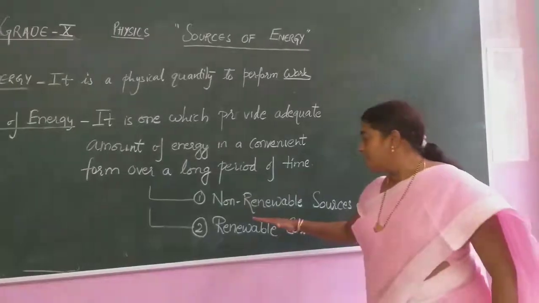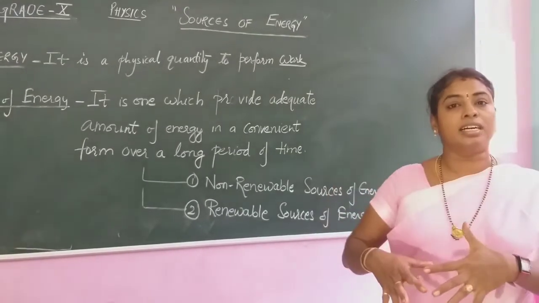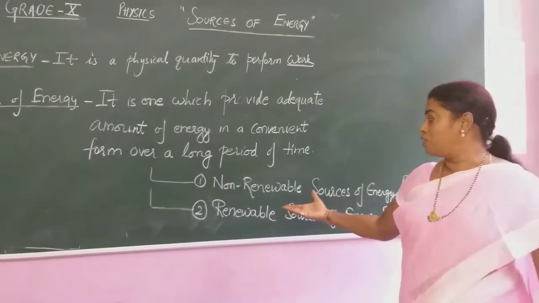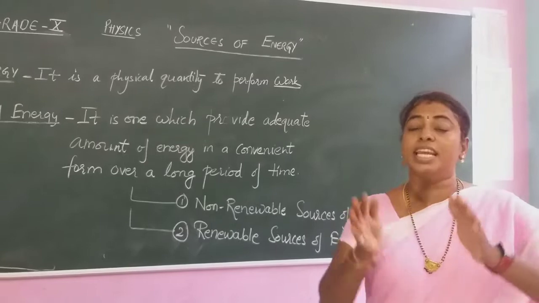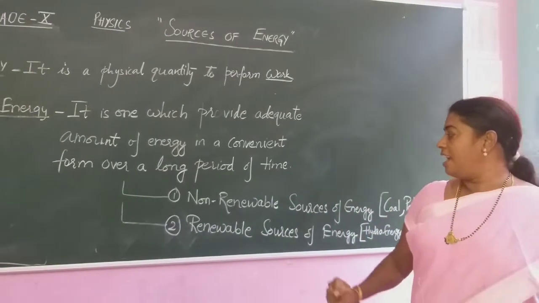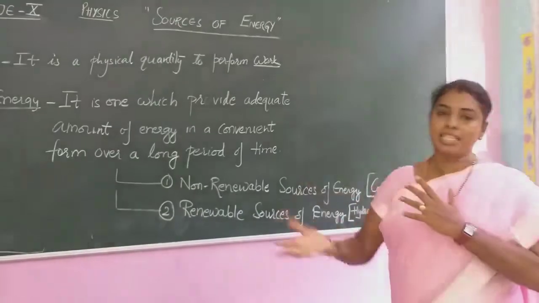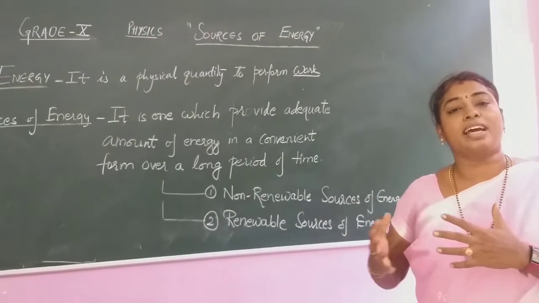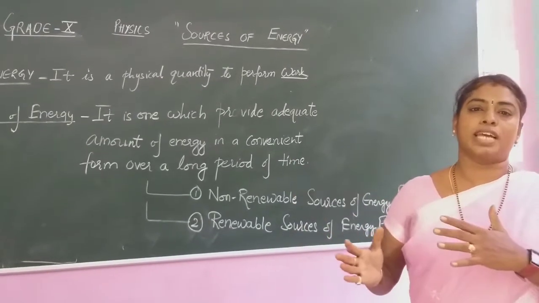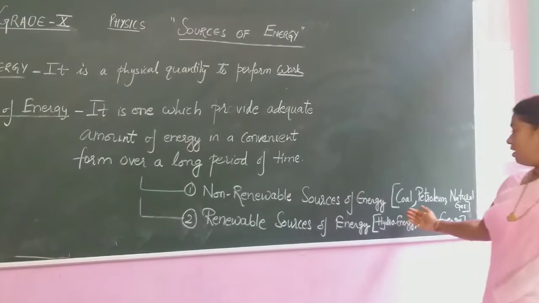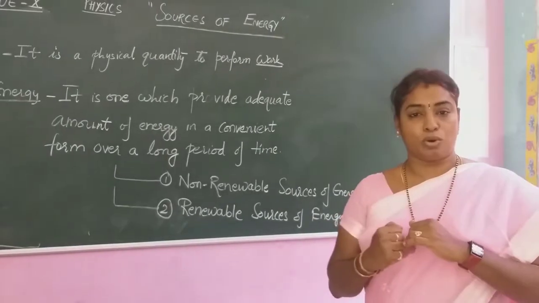And the most important part, this non-renewable energy is present deep inside the earth. So we have to dig the earth and take out this type of source of energy. This is very precious, and we have to use this source of energy in a very proper manner. The examples for non-renewable sources of energy, which once exhausted cannot be created again and again. If it is created, it takes 100 years to get it again. The names are coal, petroleum and natural gas. This comes under non-renewable source of energy.